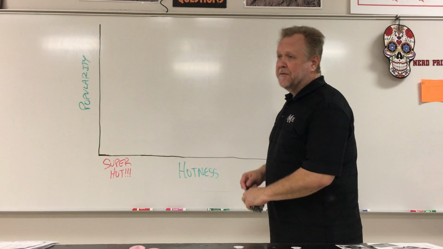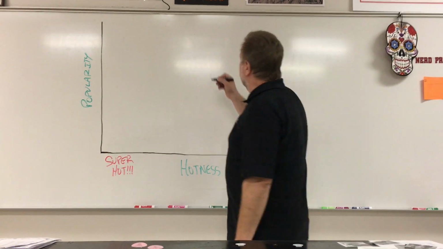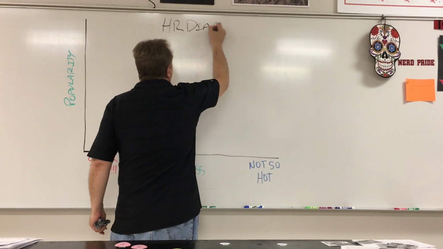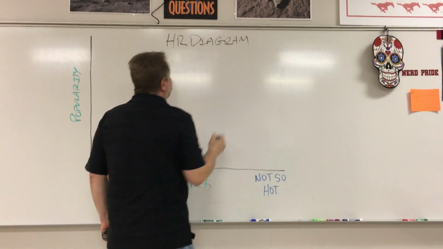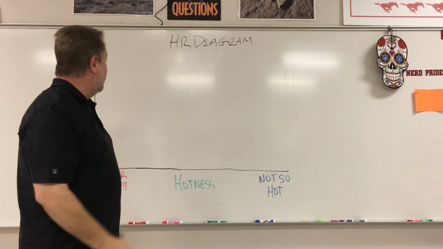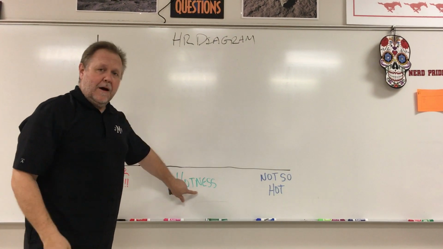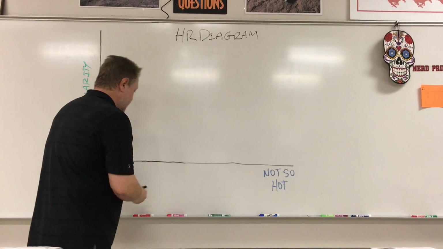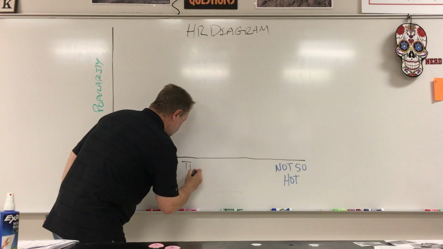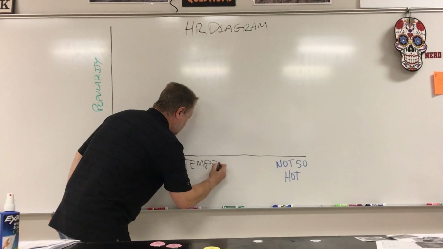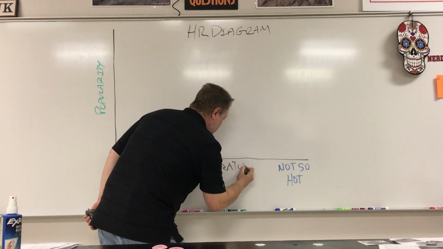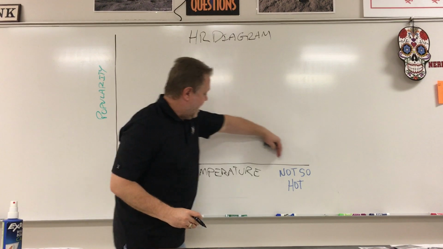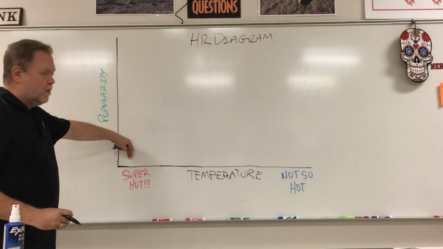First of all, this type of diagram will be called the HR diagram. And that stands for Hertzsprung-Russell, a couple of guys who came up with this. Instead of talking about hotness, we're going to talk about temperature. So the temperature starts way over here with the cooler ones and comes over this way. The hotter you are, the more to the left you are.